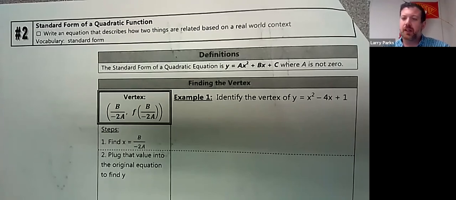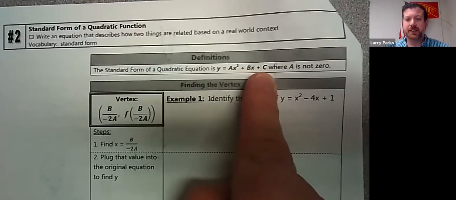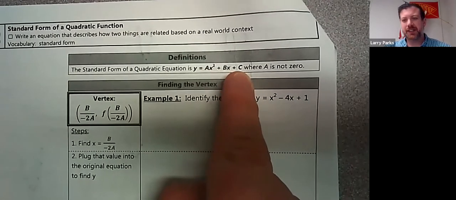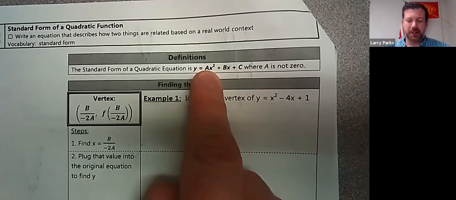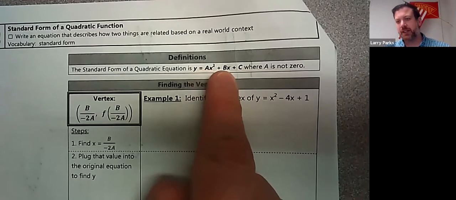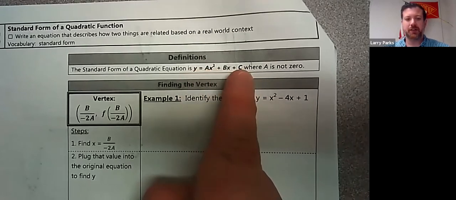So what we are going to learn today, we're going to talk about standard form. And standard form is when you have it in the form: your x squared term, then your x, and then your constant. And in order for this to be standard form for a quadratic, a cannot be 0, because if a was 0, then it would no longer be a quadratic, it would be linear. And so this is what we call standard form.